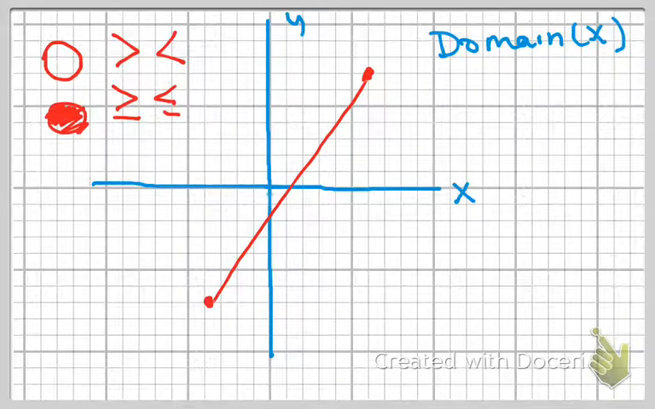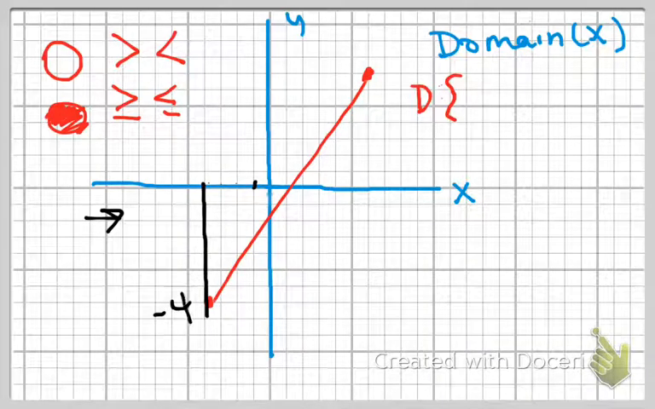So the set of the domain. Like I said, we have to find out where it is. I'm going to use black. On the x-axis, where does my line start and stop? If you look, it starts right here. We go this way to know what we're doing. That's 1, 2, 3, 4. So at -4, that's x equals -4, that's where it stops.